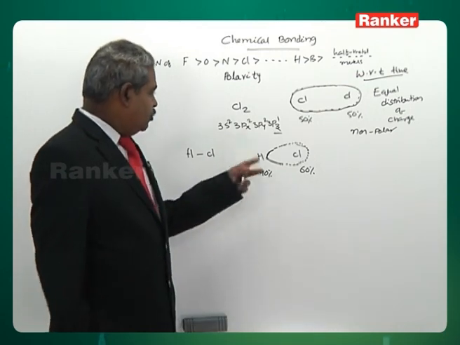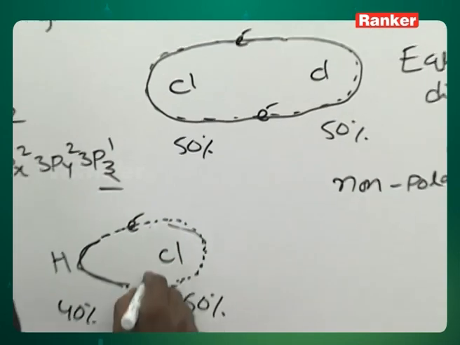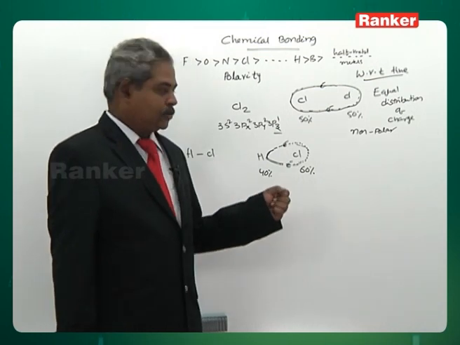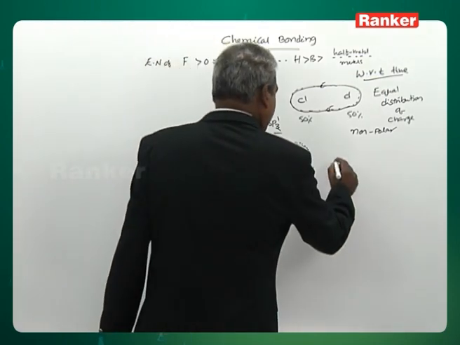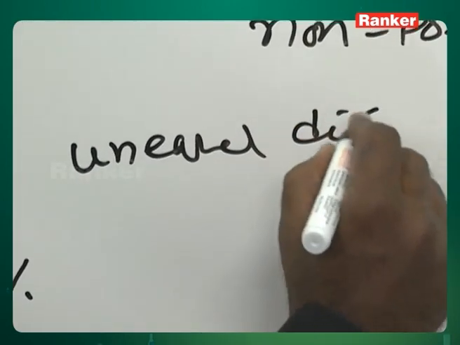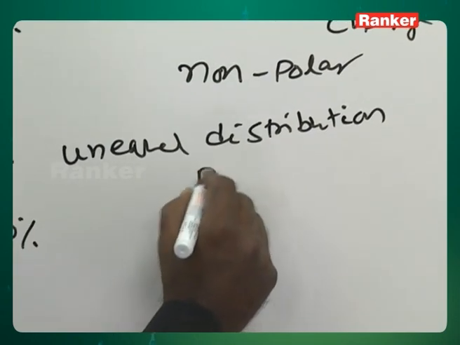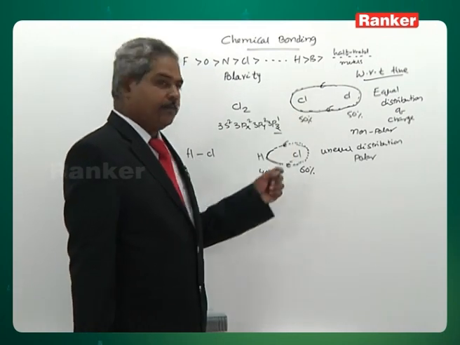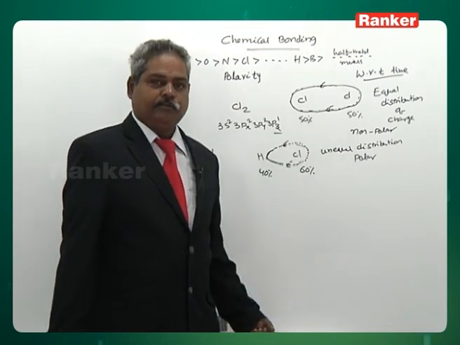So, the two outermost electrons are spending more time around the chlorine nucleus because it has 17 protons to hold the electrons, and hydrogen of course has only one proton. Therefore, this is called unequal distribution. This is called polar covalent bond. This is also a covalent bond, but that is a non-polar covalent bond, and this is a polar covalent bond.